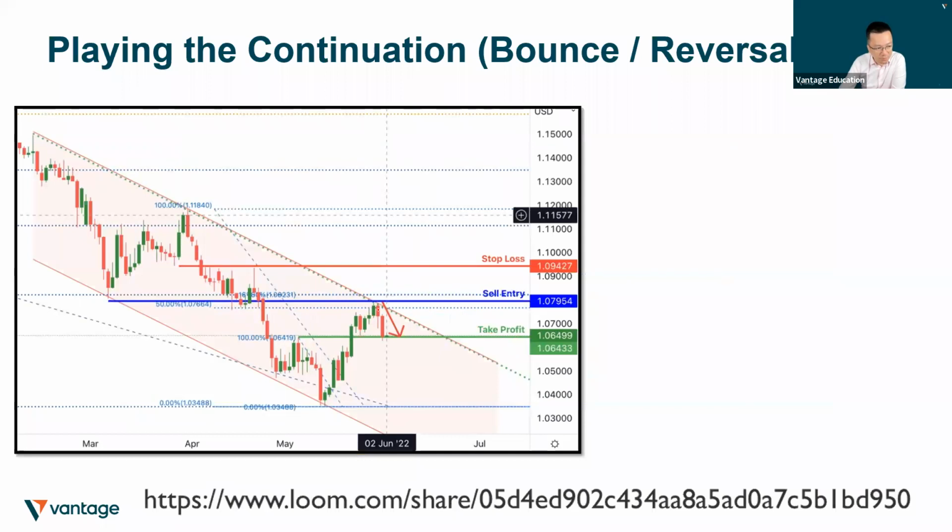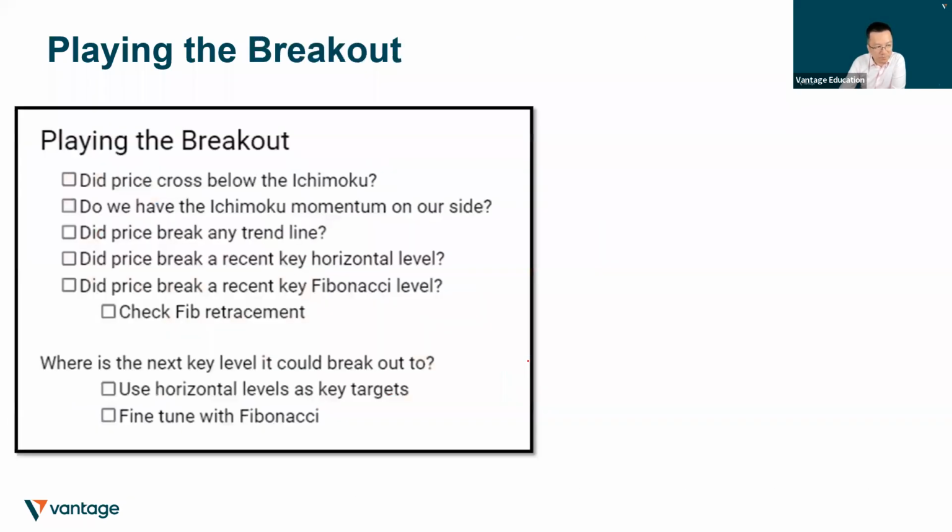Just to walk you through again, you have that entry. You could have a take profit there, or at that starting point as well. Again, those levels are there, those questions and checklists are there as well.